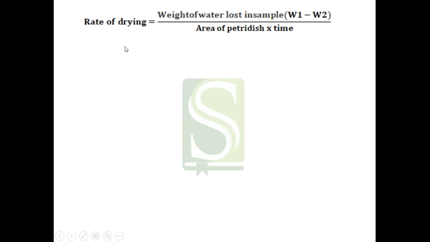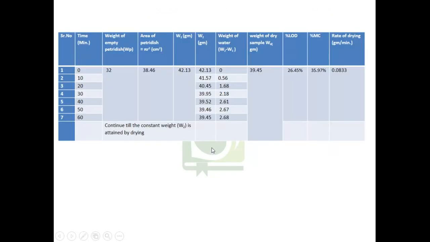Okay, so the next formula is for rate of drying, which is weight of water lost in the sample upon area of the petri dish into time. Okay, so what is the weight of the water lost? That is 42.13 minus 39.46. Then we have the area of the petri dish into time. Okay, so this time we have got the constant weight at 50 minutes. So we have converted those 50 minutes into hours. So it becomes 0.833. Okay, so this is the rate of drying, which is 0.0833.